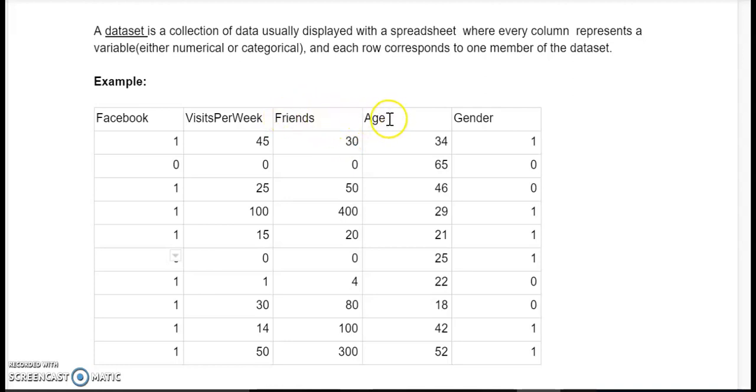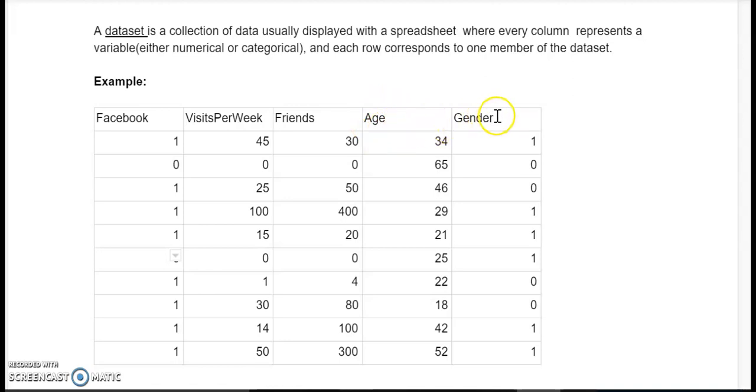The age, well, if you measure the age in years, I guess it would be discrete. But in general, age would be continuous, because your age is constantly changing. So age should actually be a continuous variable.